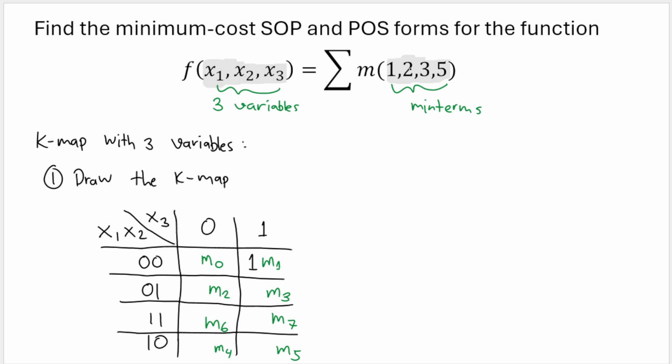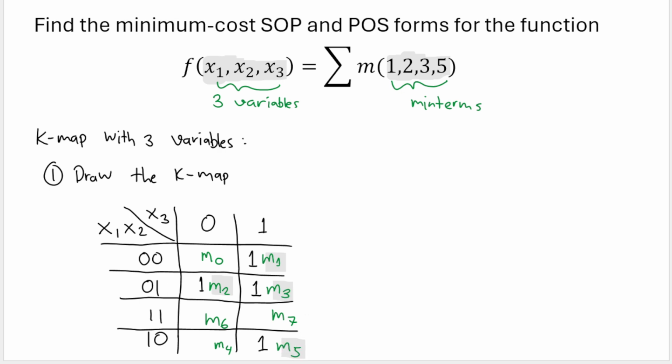Good. And then the next one, we will have 2. So we input 1 into minterm number 2. Good. And then 3. So we input 1 into minterm number 3 here. And finally, we have 5. So we input 1 into minterm number 5. So look at this. 1, 2, 3, 5. We will have 1, 2, 3, 5. Right? And for the rest of the K-map, we fill it with 0. So we'll have 0, 0, 0, and 0.